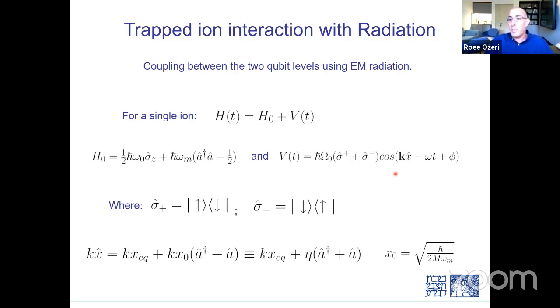And then the time dependence of the electromagnetic field. The electromagnetic field oscillates at some frequency omega, but it also has some spatial variation. It has a kx term here, and the x in this cosine is a quantum mechanical operator. It's written as a combination of the creation and annihilation operators of a phonon in the harmonic motion of the trapped ion. So the way the interaction with the electromagnetic field works, it couples both to spin, but it also couples to the motion of the trapped ion.